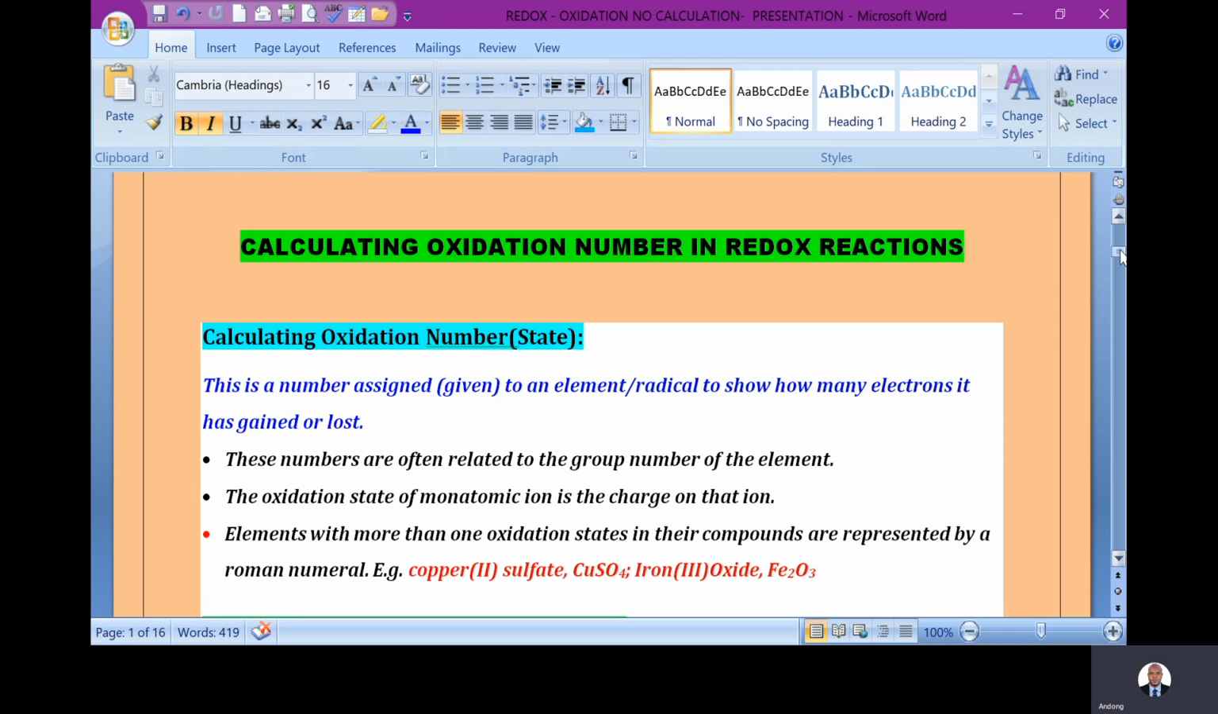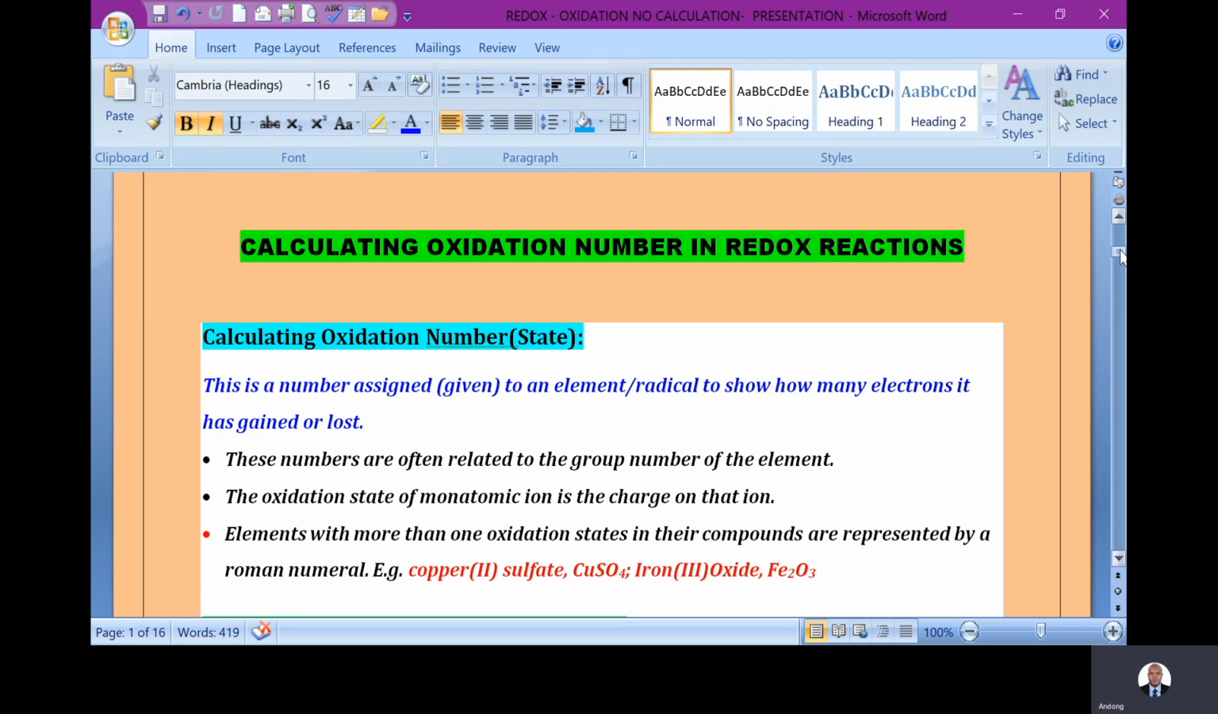These numbers are related to the group number of the element. For instance, those in group 1 will have an oxidation number of +1 because they have lost 1 electron to obtain an octet of electrons. Similarly, those in group 2 have lost 2 electrons to obtain an octet, and those in group 3 have lost 3 electrons to obtain an octet.